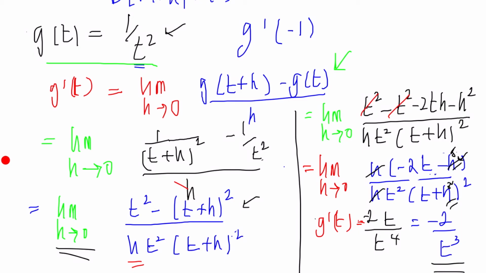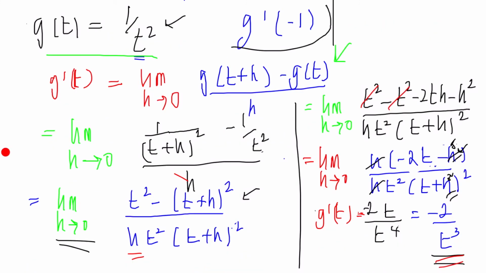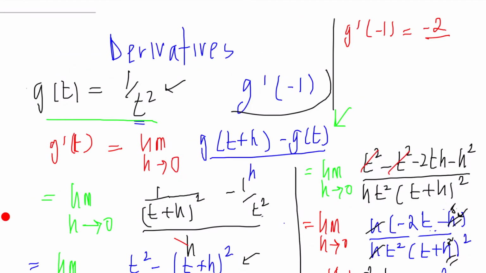Here at the top, you remember we have this question. We need to find the value of g prime of negative 1. So how are we going to find it? We will just use that derivative we just found. So g prime of negative 1 will be negative 2 all over, instead of t power 3 at the bottom, we will write negative 1 cubed. That's equivalent to negative 2 all over negative 1, which will give us just 2.